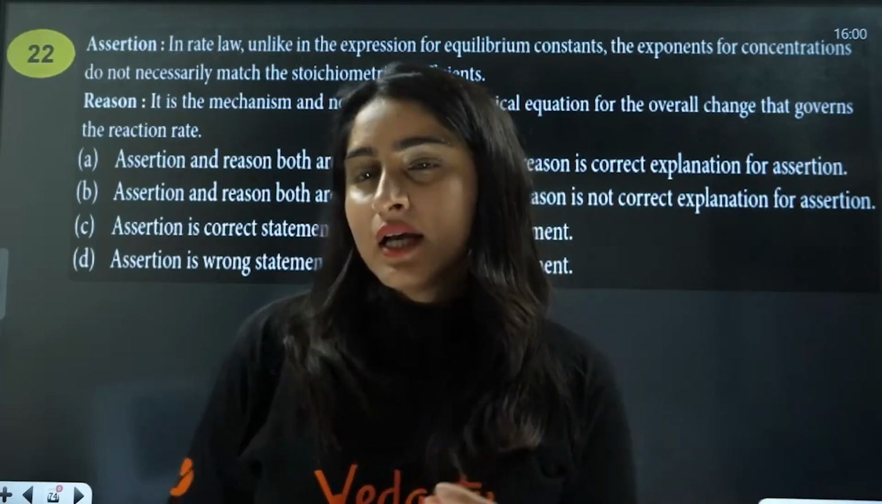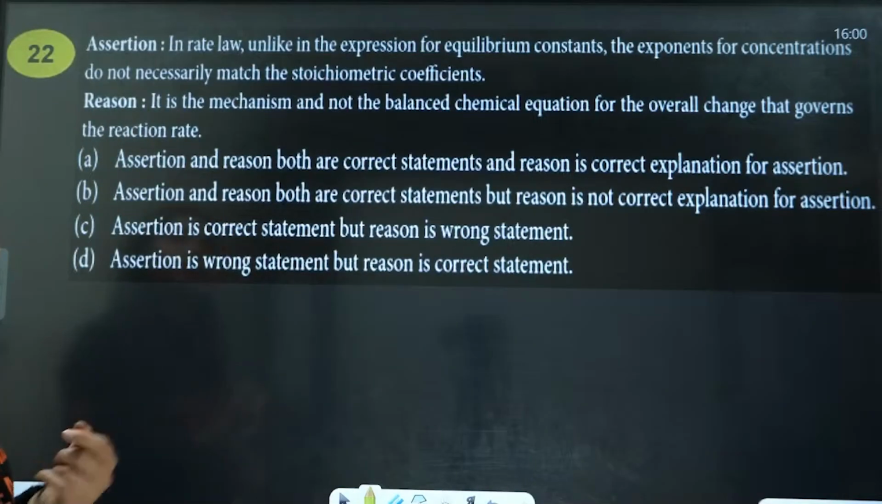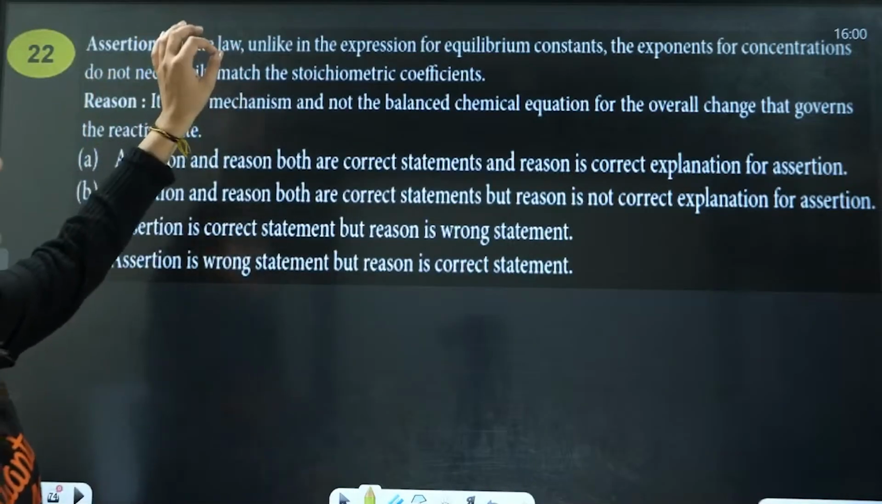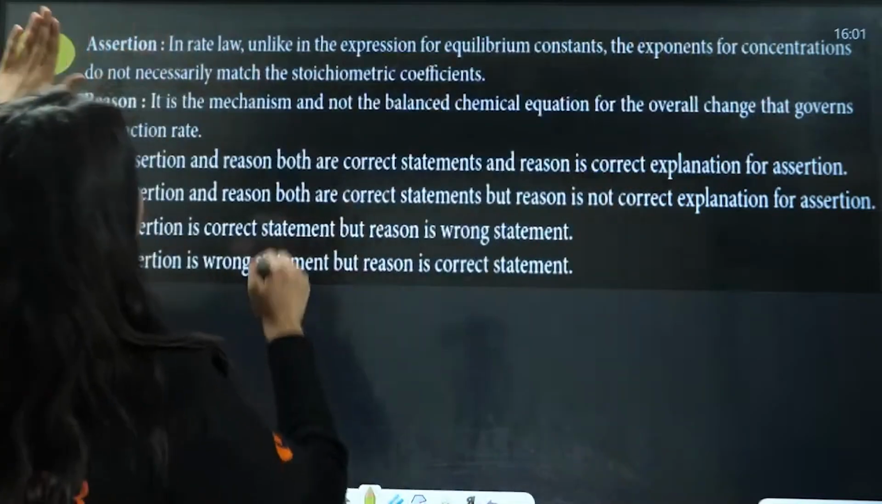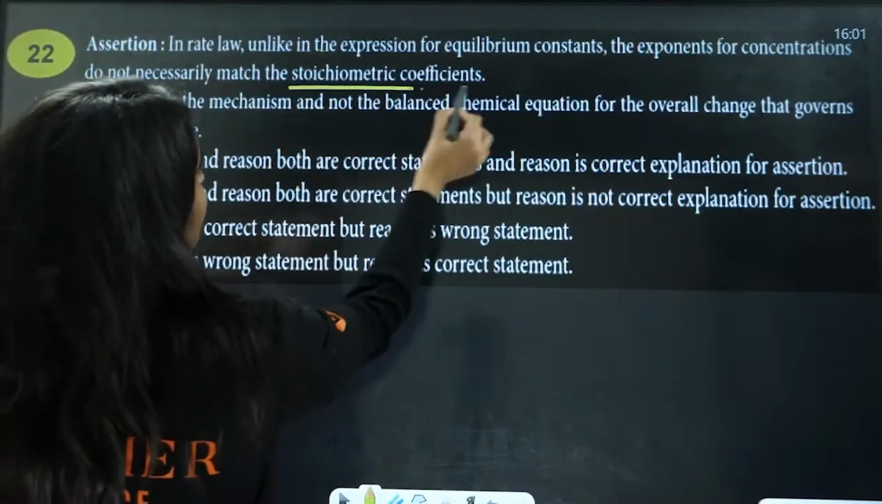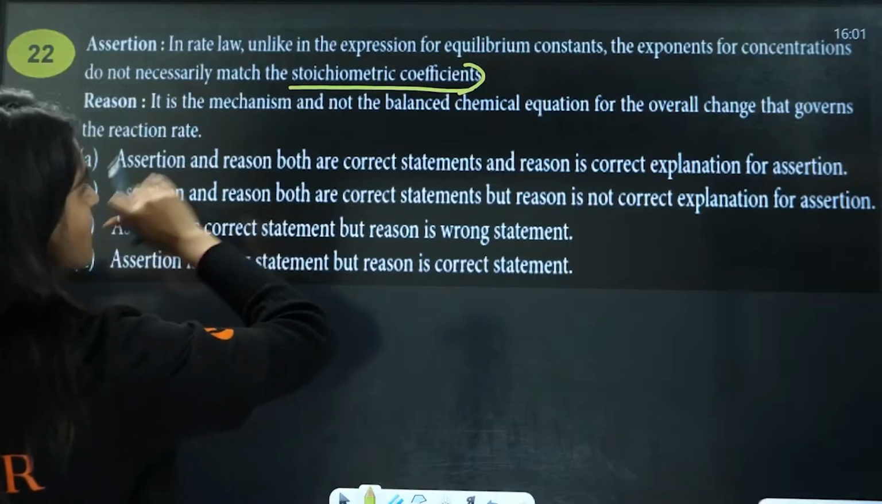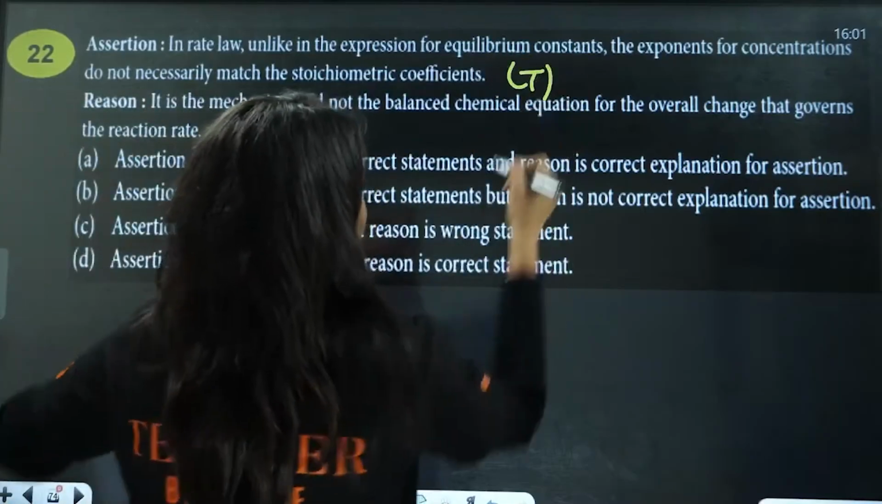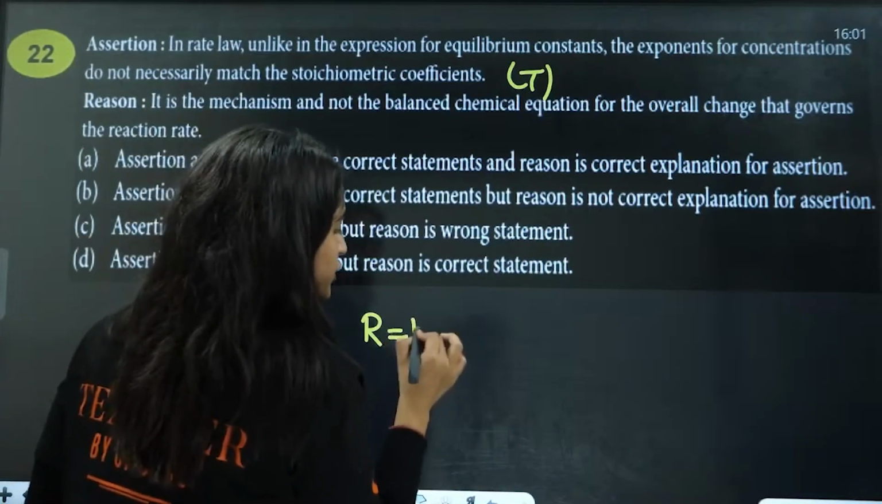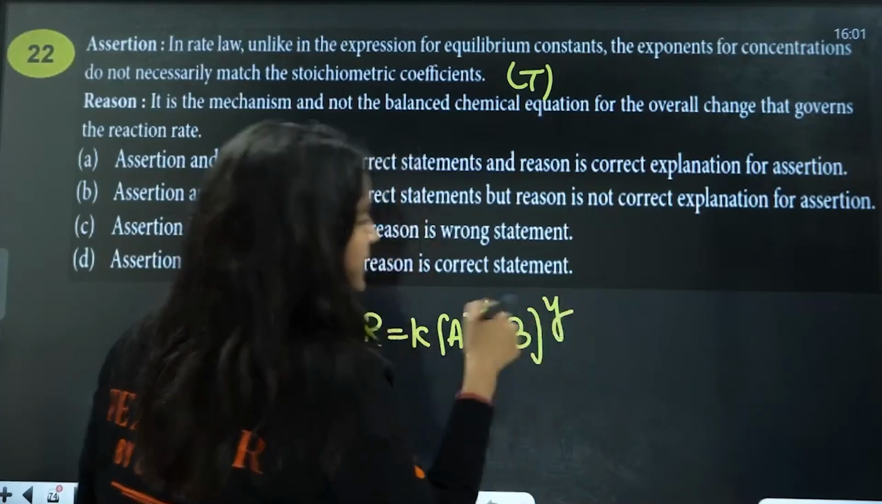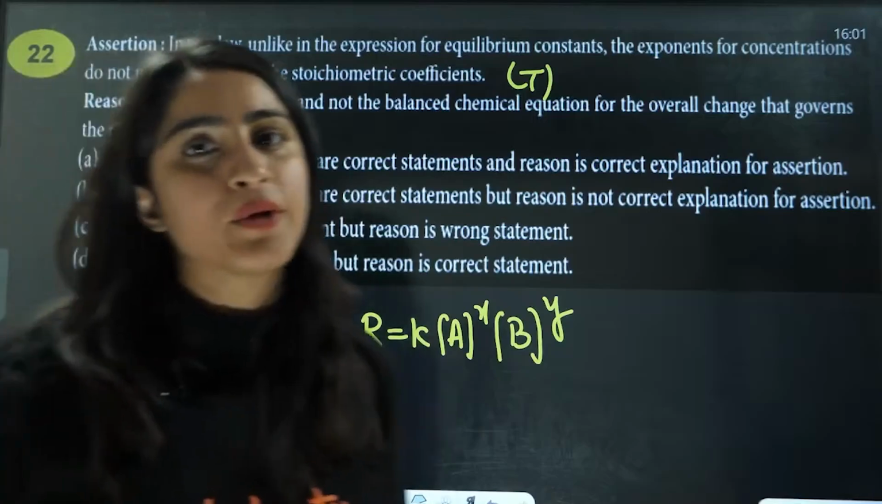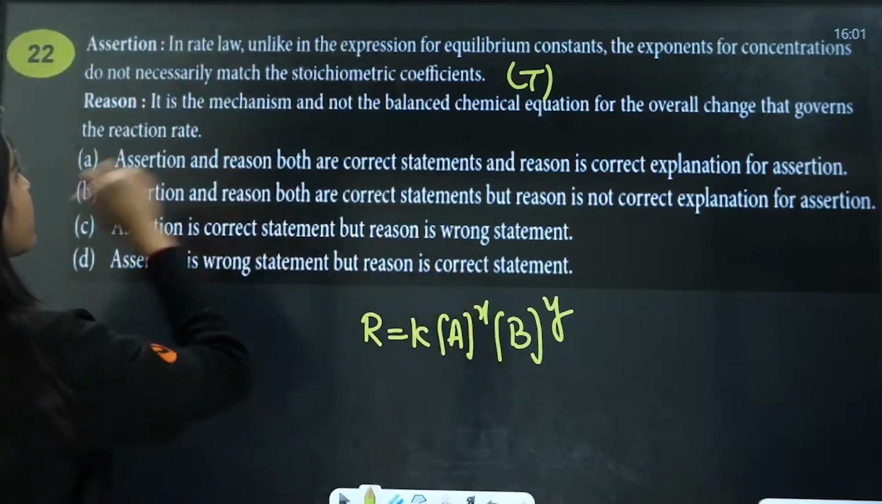Perfect. Now, next we have: in rate law, unlike the expression of equilibrium constant, the exponents of concentration do not necessarily match the stoichiometric coefficient. Yes, that is true, because in the rate law equation, you have k a raised to power x b raised to power y. Now, this x and y is not related to the stoichiometric coefficients, right? So that is going to be true.